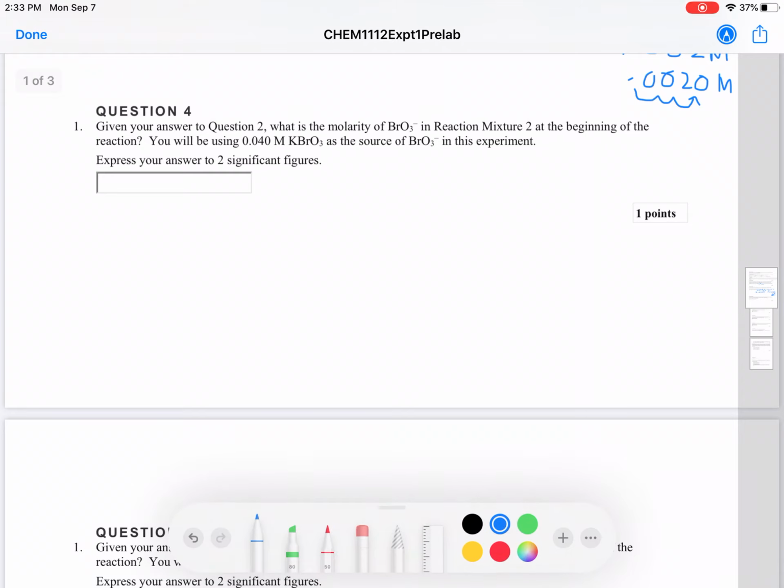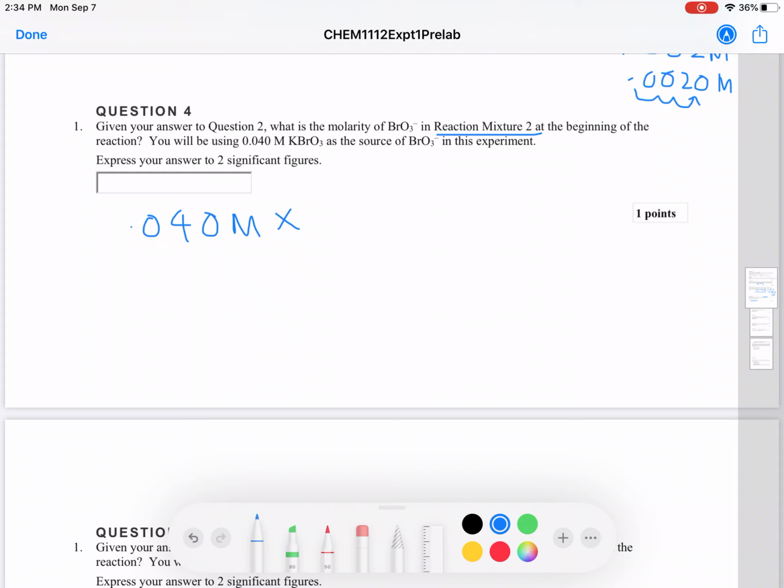Given your answer to question 2, what is the molarity of bromate in reaction mixture 2? At the beginning of the reaction, you are using 0.04 molar potassium bromate. Again, you can use M1V1, so 0.04 molar M1 volume. Now we are referring to reaction mixture 2, so you have to refer to your table in your experiment procedure.